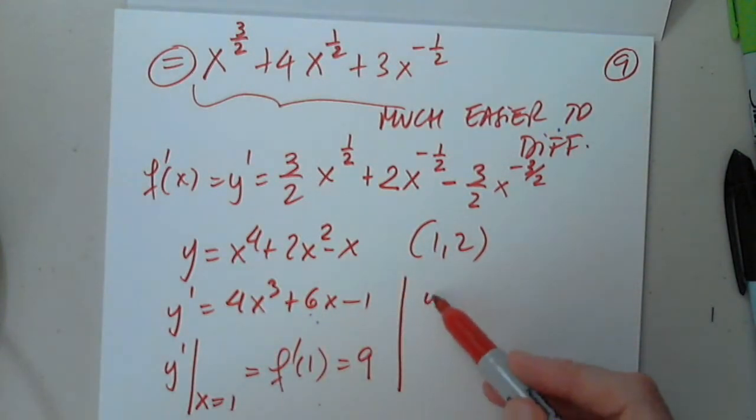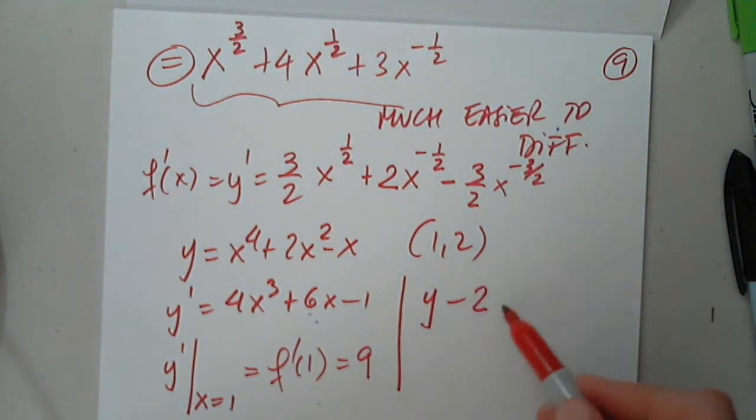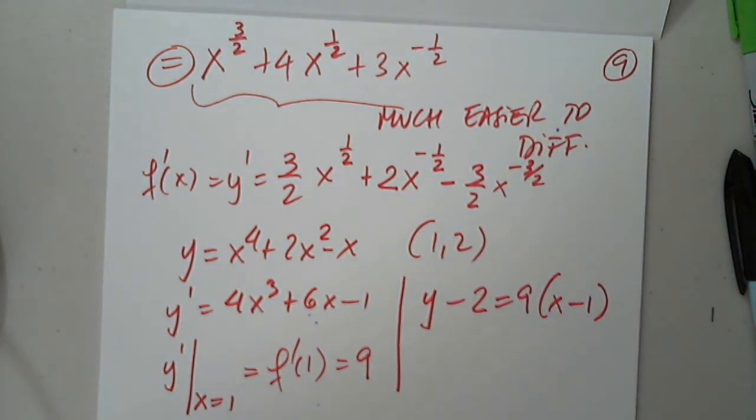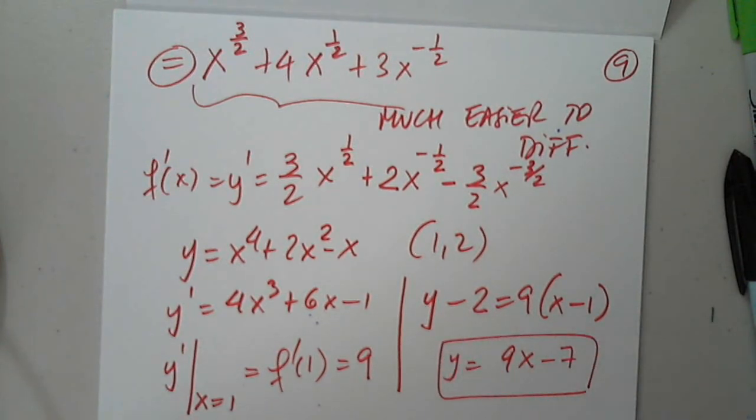So now y minus 2 equals 9 times x minus 1. I distribute, 9x minus 9, but plus 2. So minus 7. So 9x minus 9, but I have to add 2. Negative 9 plus 2 will be negative 7. Done.